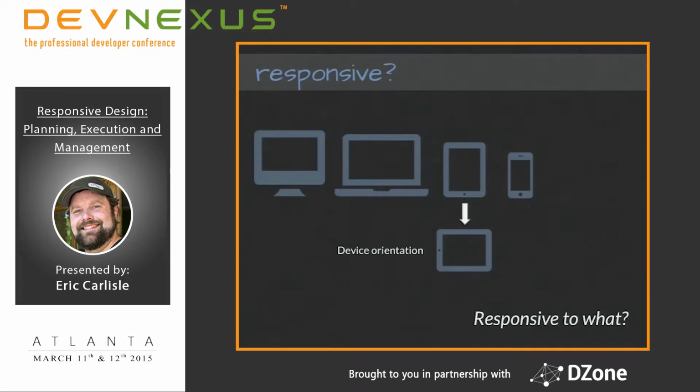So, device orientation. I have an old iPad, and a lot of the time it's 1024 by 768. If I have portrait mode, I will get one presentation. I'll flip it over to landscape, and I'll get another presentation because I'm going over the breakpoint of somebody's media query.